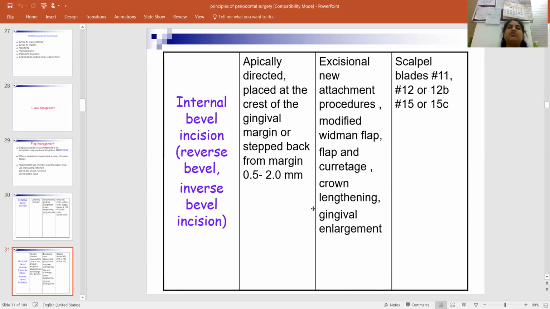Now the second incision is the internal bevel, which means the cutting edge is placed apically towards the crest of the bone, and it does not start from the gingival margin, not from the gingival sulcus. It should always be away from the gingival margin, 0.5 to 2 millimeters. Basically it is used in the modified Widman flap, in curettage, crown lengthening procedure, gingival enlargement, and excisional new attachment procedure. The scalpel blades are number 12, number 11, 12B or 12C.